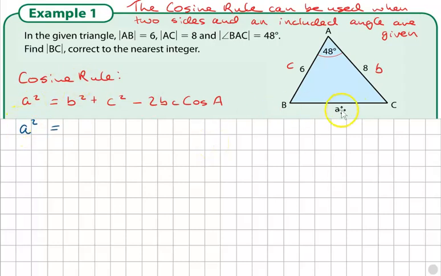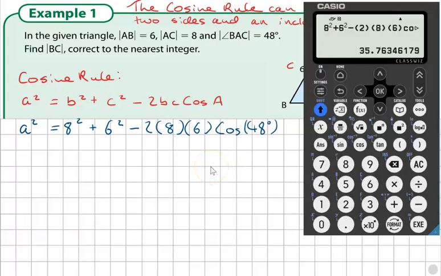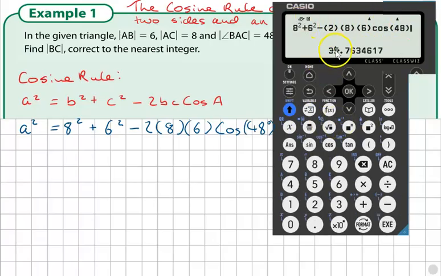So a squared, a is what we're looking for, so it stays the same. So it's just a squared. The b squared is going to be 8 squared plus c squared, so that'll be plus 6 squared, minus 2 times b. So b again is 8, so we're going to put 8 inside the brackets, times c, which is 6, so 6 goes into the brackets, and that's cos A, which is cos 48 degrees. So you can just stick it into your calculator and you'll get 35.763417. So 4 decimal places is fine.